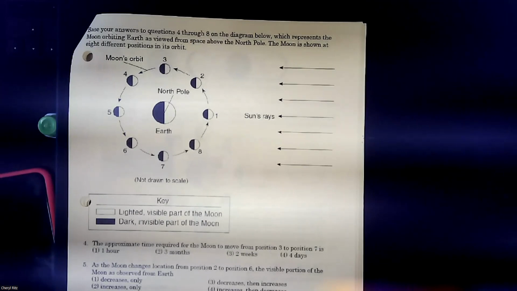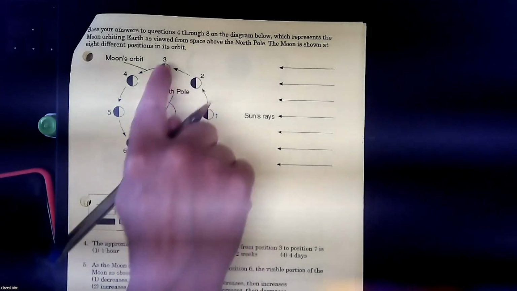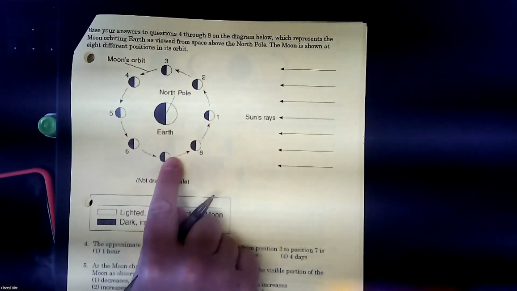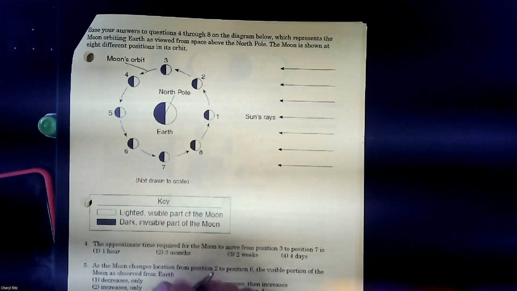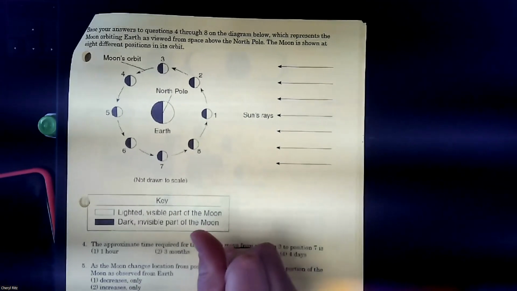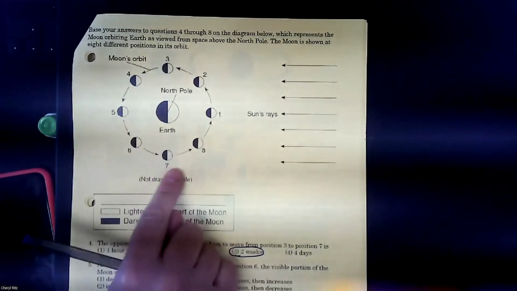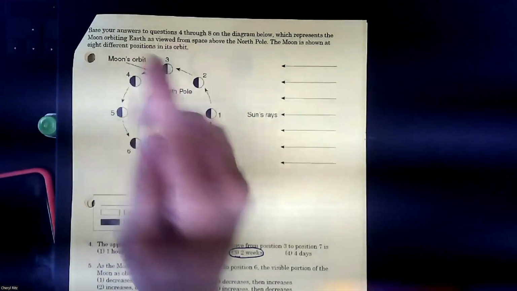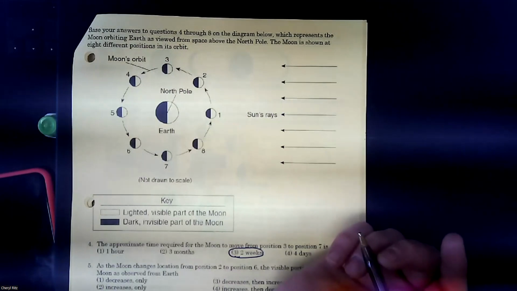How much time is required to go from position 3 to position 7? So notice that's halfway around. That takes about 2 weeks because it takes 29 days to go all the way around, which is almost a month.